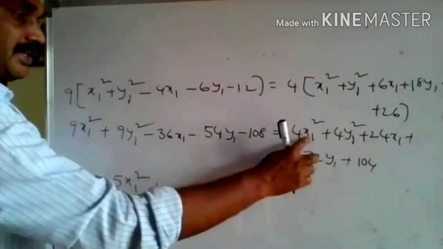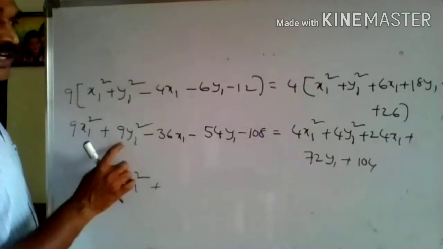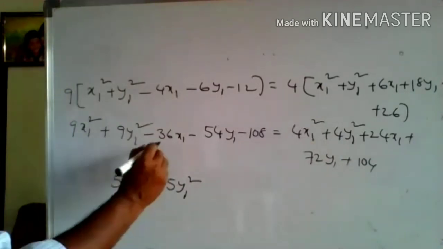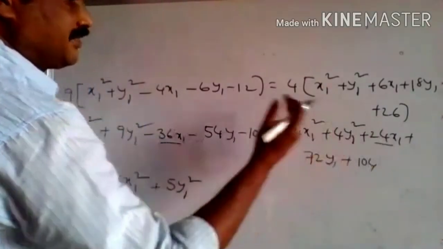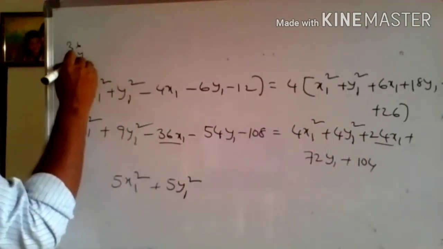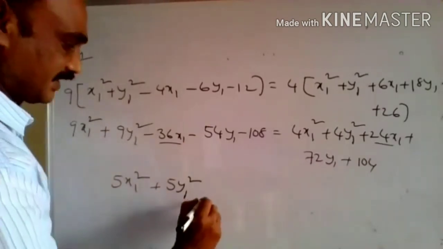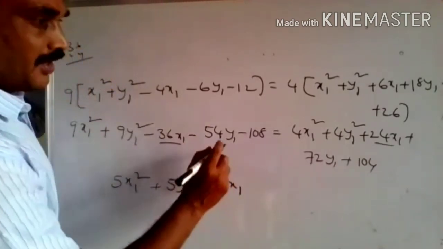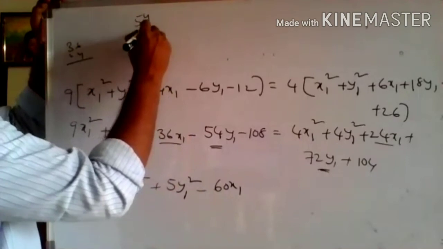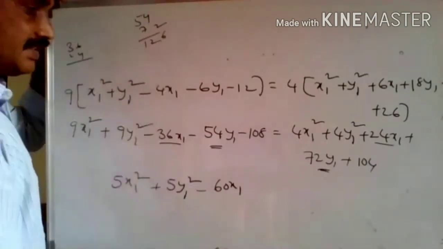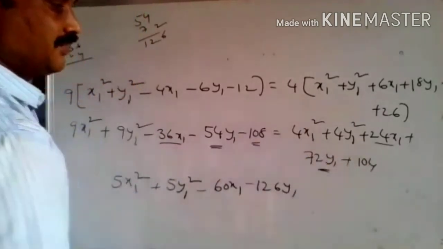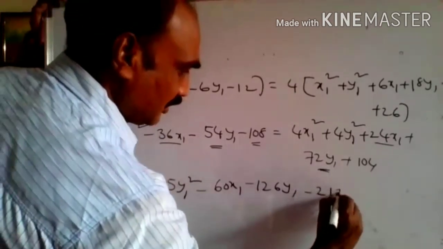Next, 9x1 square minus 4x1 square is 5x1 square. 9y1 square minus 4y1 square is 5y1 square. Next, minus 36x1 and 24x1, taking this to the left hand side, 36 plus 24 is 60, so minus 60x1. Minus 54y1 and 72y1, 54 plus 72 is 126, so minus 126y1. Next the constant, 108 plus 104, so minus 212 is equal to 0.